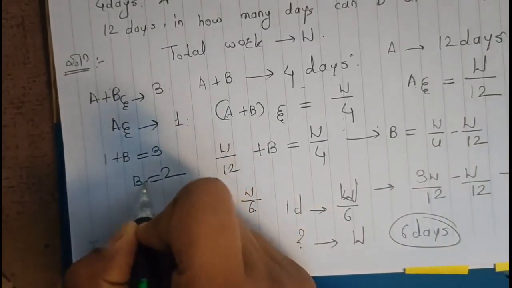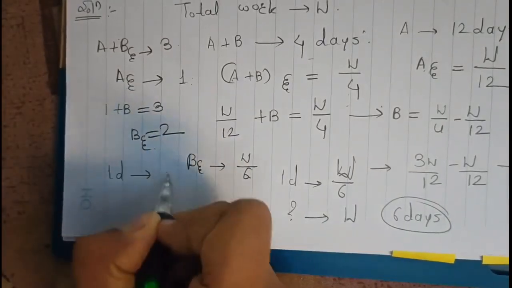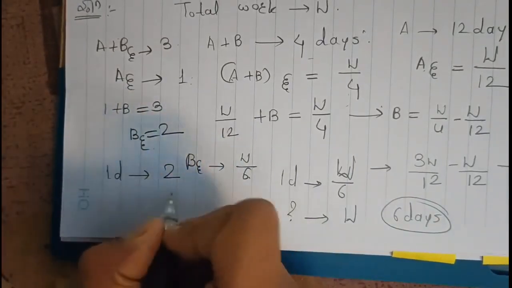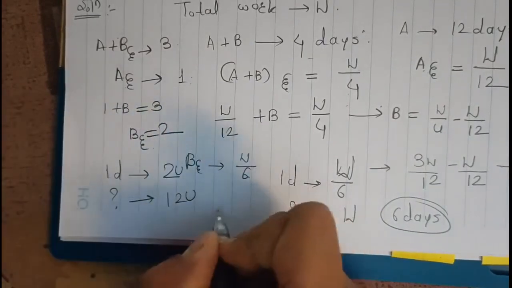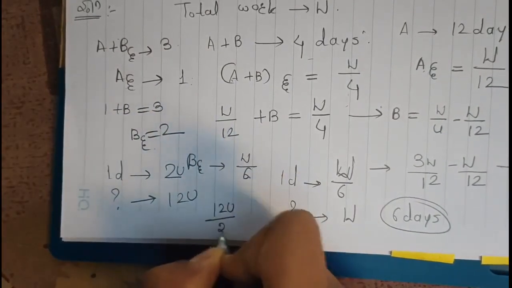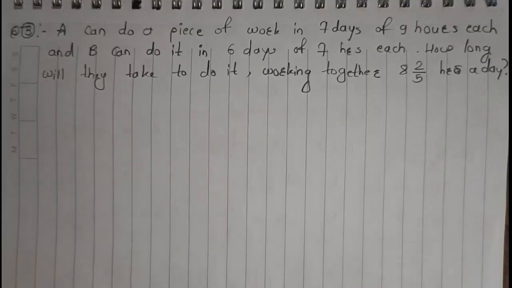So in one day, B can complete 2 units of the work, right? So if B can complete 2 units of the work in one day, in how many days can it complete 12 units of the work? So that is 12 units by 2 units, which is 6, right? So this is our third question.